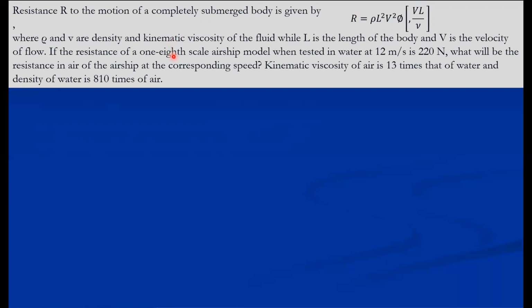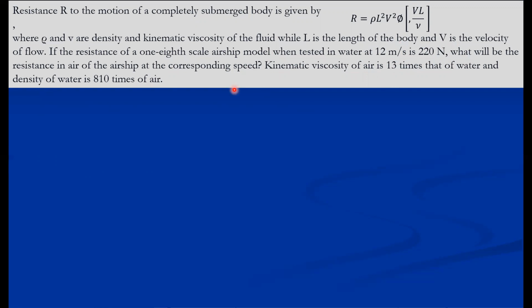The resistance of a 1/8 scale airship model is given, that is, a geometrically similar model that is 1/8 the scale of the prototype. When the model is tested in water at 12 meters per second, its resistance is 220 Newton. What will be the resistance of the airship in air at the corresponding speed? The kinematic viscosity of air is 13 times that of water, and the density of water is 810 times that of air.